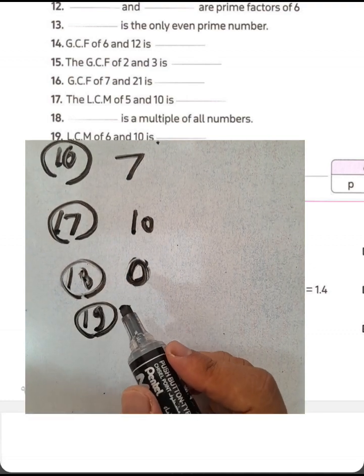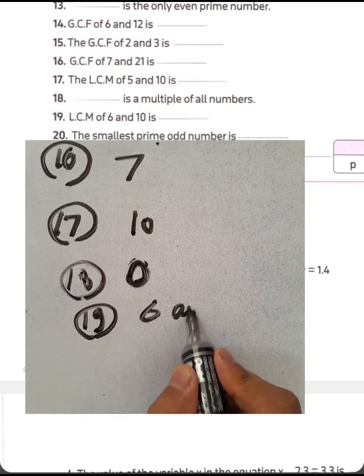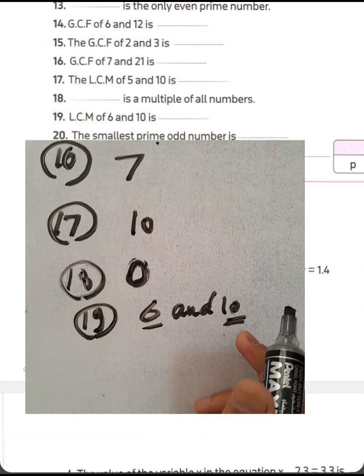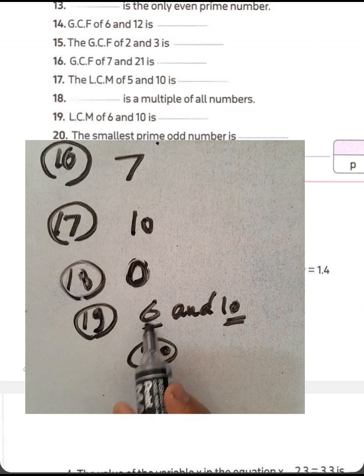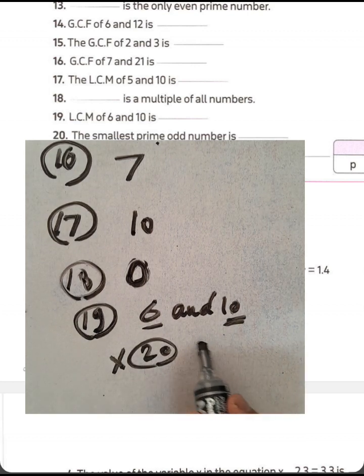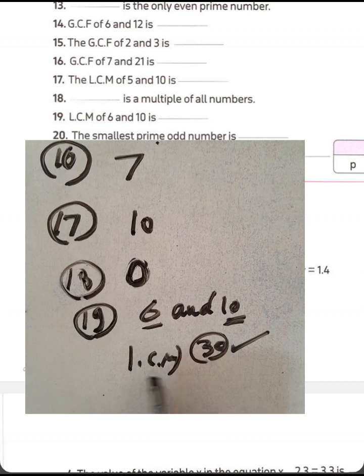Question 19. The LCM, least common multiple, of 6 and 10 will be what? We know 6 and 10. 10 cannot be divided by 6, then we must add 10 to this number. 10 plus 10 equals 20. Can 20 be divided by 6? No. Then we must add 10 again to this number. It will be 30. Can 30 be divided by 6? Yes. Then the least common multiple between 6 and 10 will be 30.